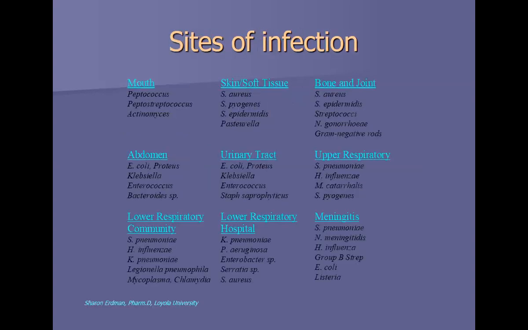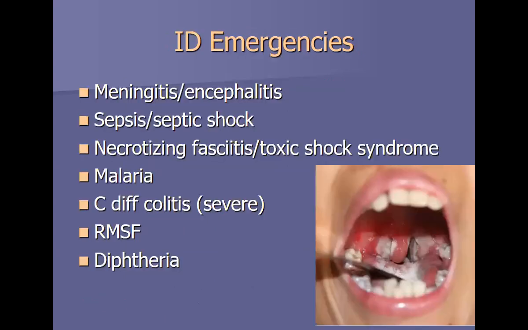And I'm sorry that this didn't show up very well. I think you guys can get a copy of this. It's just the different sites of infection and some of the more common pathogens that you would expect or anticipate for these infections. And this can be very helpful if you're on call and you're thinking, oh, they have a UTI, what are the most likely organisms?